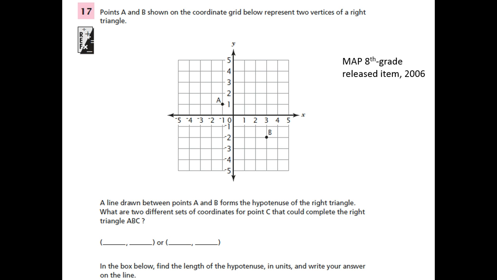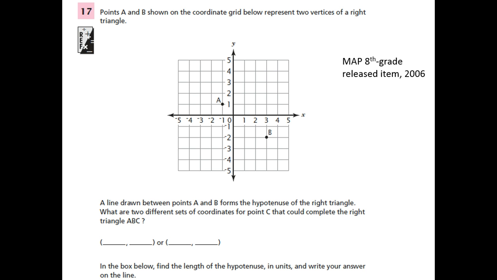So let's take a look at a problem that was given to 8th grade students on the MAP test. This is a DESE released item from the 8th grade MAP test. It says points A and B shown on the coordinate grid represent two vertices of a right triangle. A line drawn between points A and B forms the hypotenuse of the right triangle. What are two different sets of coordinates for point C that could complete the right triangle ABC? And then we're asked to find the length of that hypotenuse.